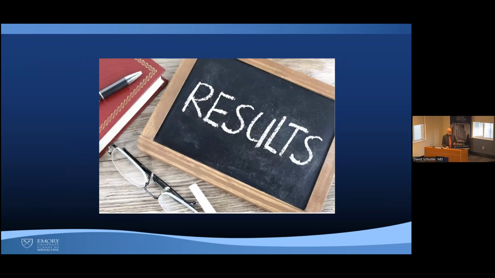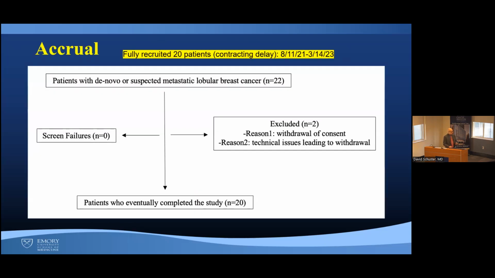So here are the results. First, we ended up consenting 22 patients, and we fully recruited the study, and thanks to all my colleagues in the breast section of Winship. Now, first lesson learned, there was a big contracting delay. So we started this like 8 months later than we wanted to. So it behooves us all to complain to research leadership about things like infrastructure and contracting.